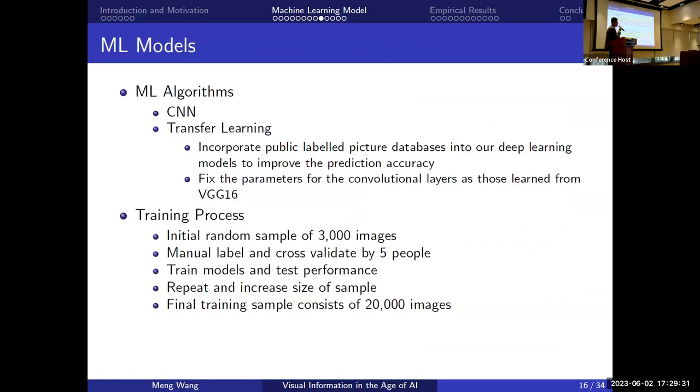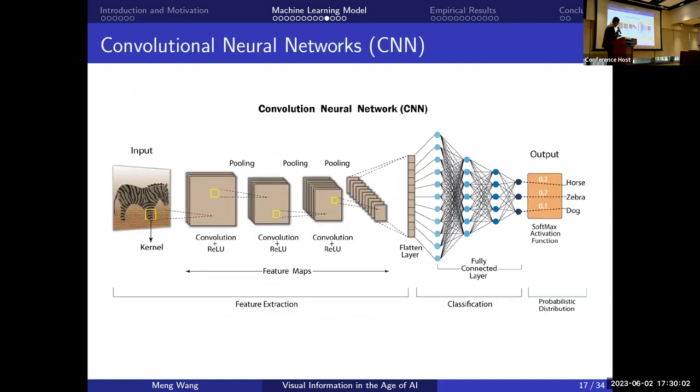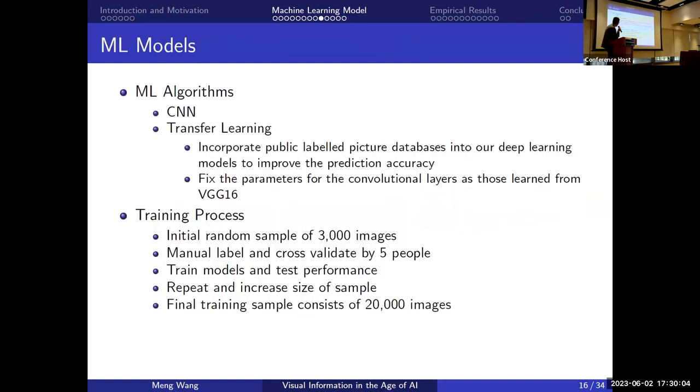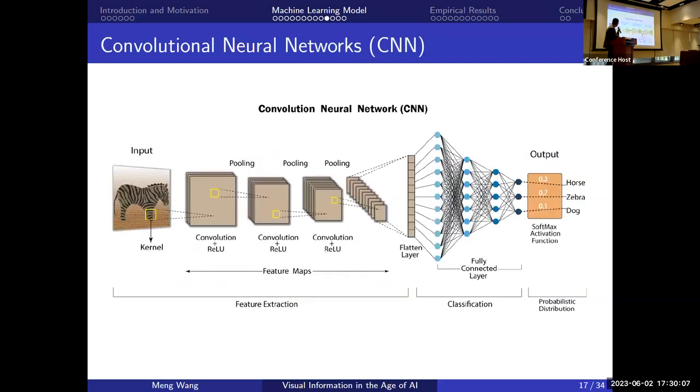With regard to the machine learning models, you can think of the whole task as an image classification job, right? Essentially, what we try to do is classify each image into different categories. We refer to two algorithms, two models here. The first model is, of course, the convolutional neural network, which is very commonly used for image processing. And the second algorithm we have is transfer learning.